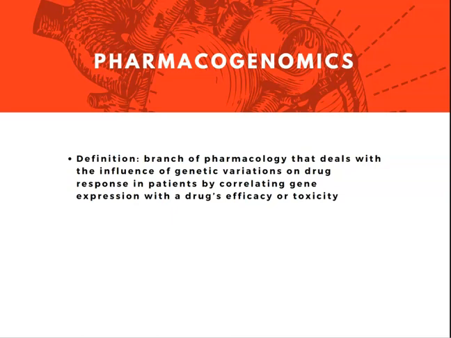So let's do a little review of pharmacogenomics. What is the definition of pharmacogenomics? That is a branch of pharmacology that deals with the influence of genetic variations on drug response in patients by correlating gene expression with a drug's efficacy or toxicity.